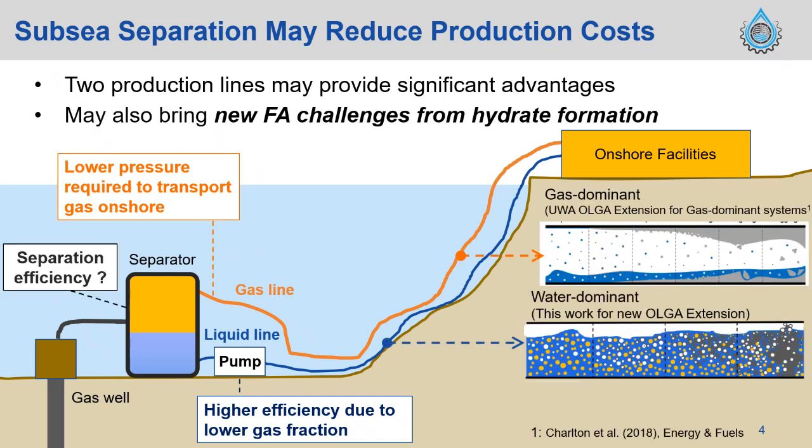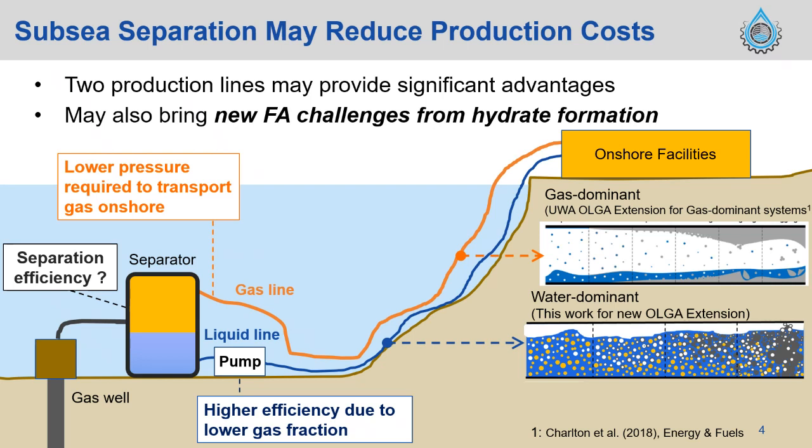But this concept may bring new production challenges, such as separation efficiency and different volume fluctuation in the lines downstream of the separator. In the gas line, the system should be gas dominant, but in the liquid line, the system may be water dominant. To evaluate the production risk from wellhead to onshore, you need to consider the different processes of hydrate growth for gas dominant and water dominant systems.